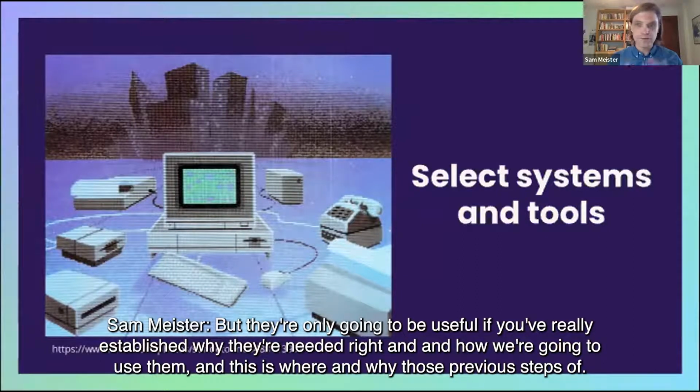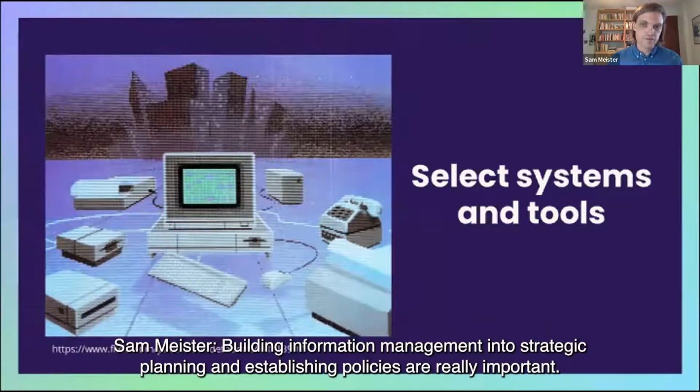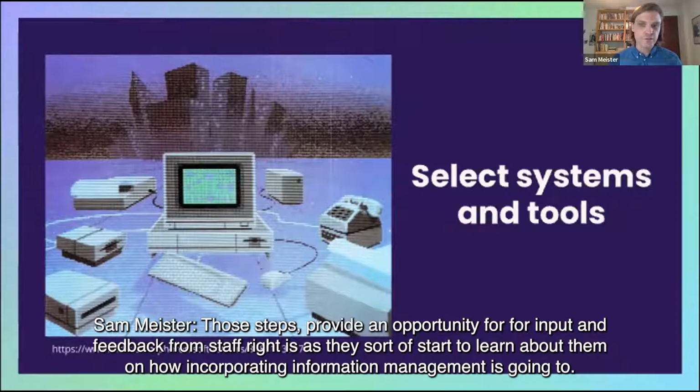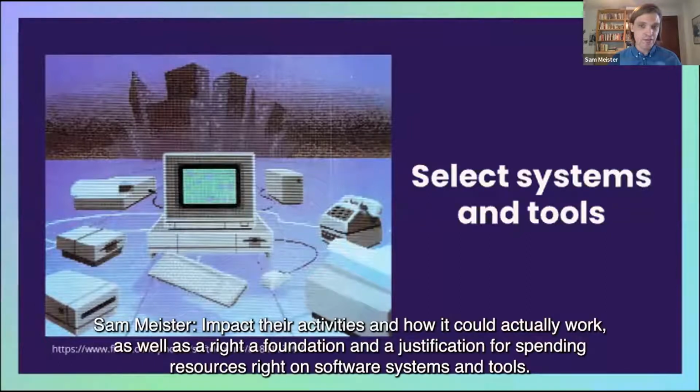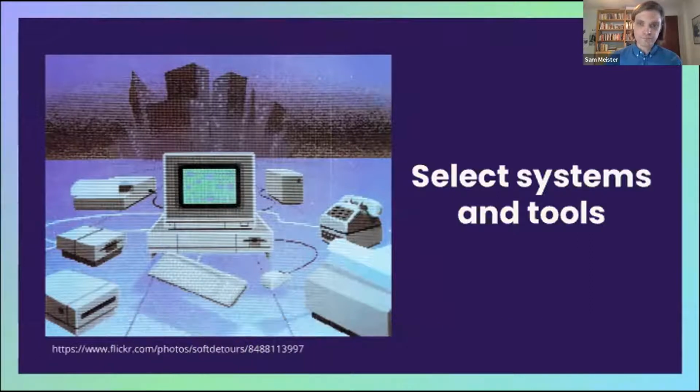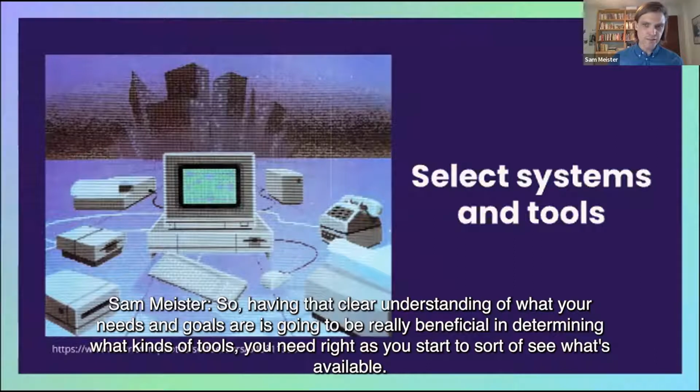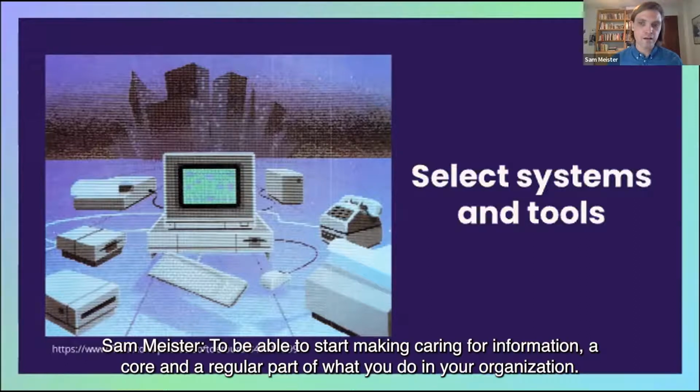And this is where and why those previous steps of building information management into strategic planning and establishing policies are really important. Those steps provide an opportunity for input and feedback from staff, as they start to learn about them, on how incorporating information management is going to impact their activities and how it could actually work, as well as a foundation and a justification for spending resources on software systems and tools. So having that clear understanding of what your needs and goals are is going to be really beneficial in determining what kinds of tools you need, as you start to see what's available, to be able to start making caring for information a core and a regular part of what you do in your organization.